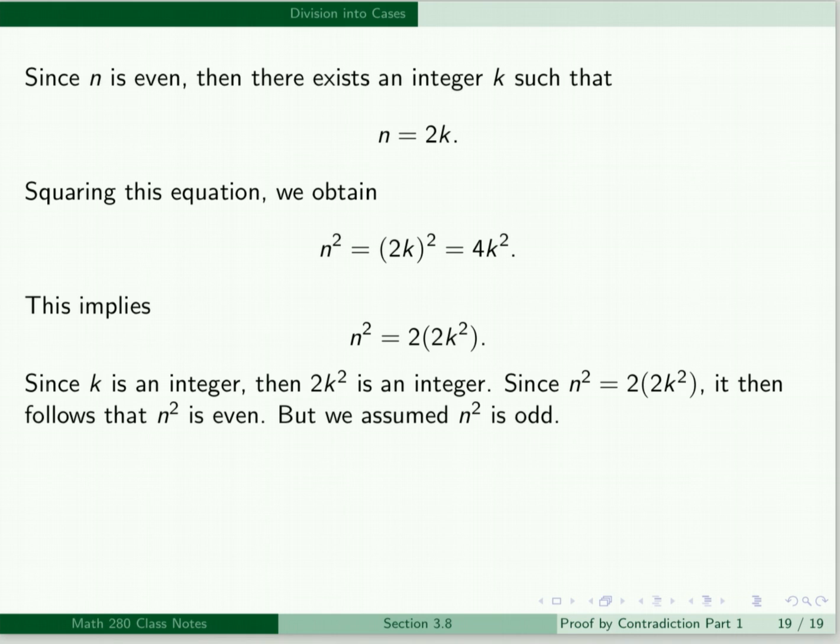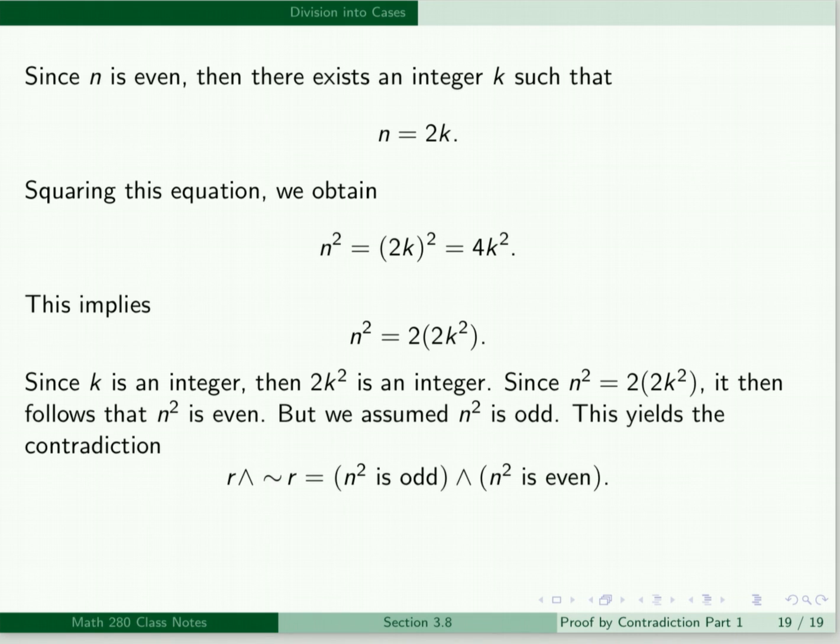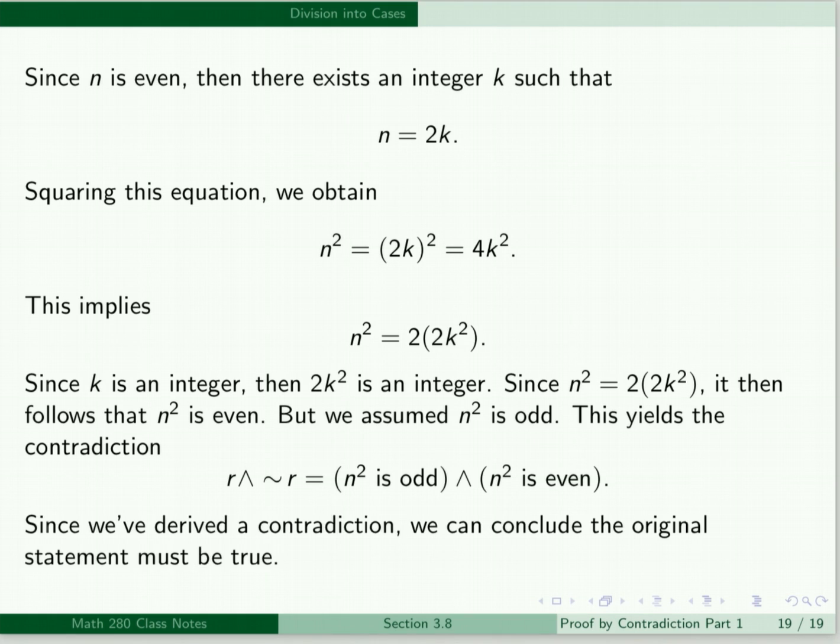But we assumed at the beginning of the proof that n squared is odd. So this yields the contradiction, R and not R, where R is n squared is odd, and not R is that n squared is even. Since we've now derived a contradiction, we can conclude that the original statement must be true. And this completes the proof.